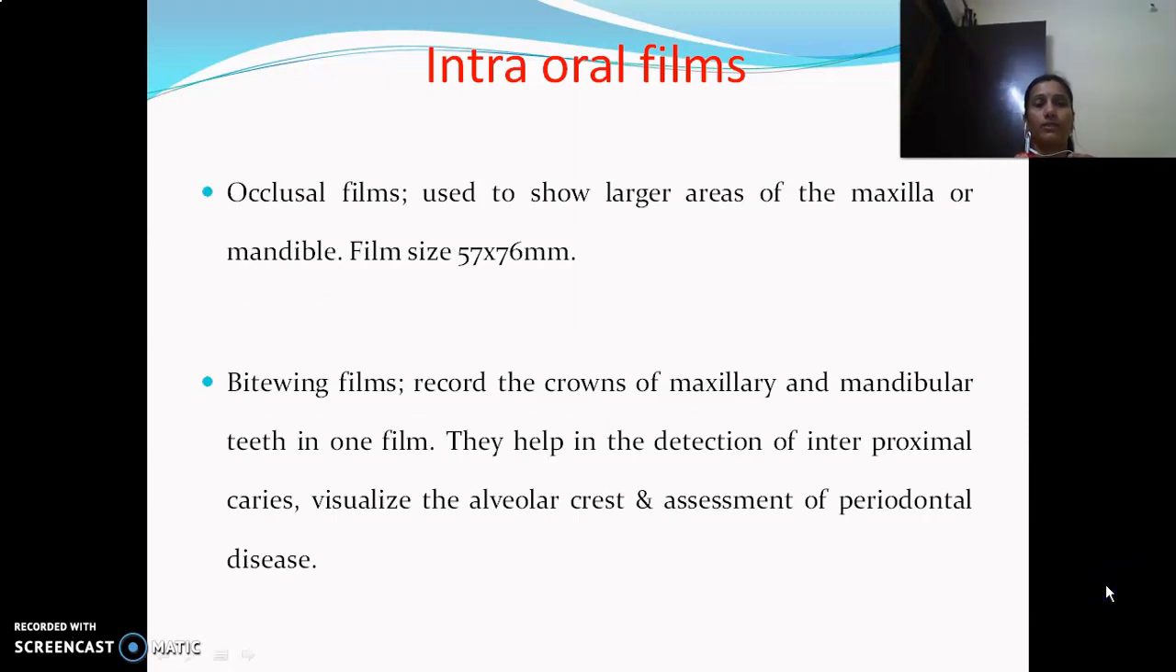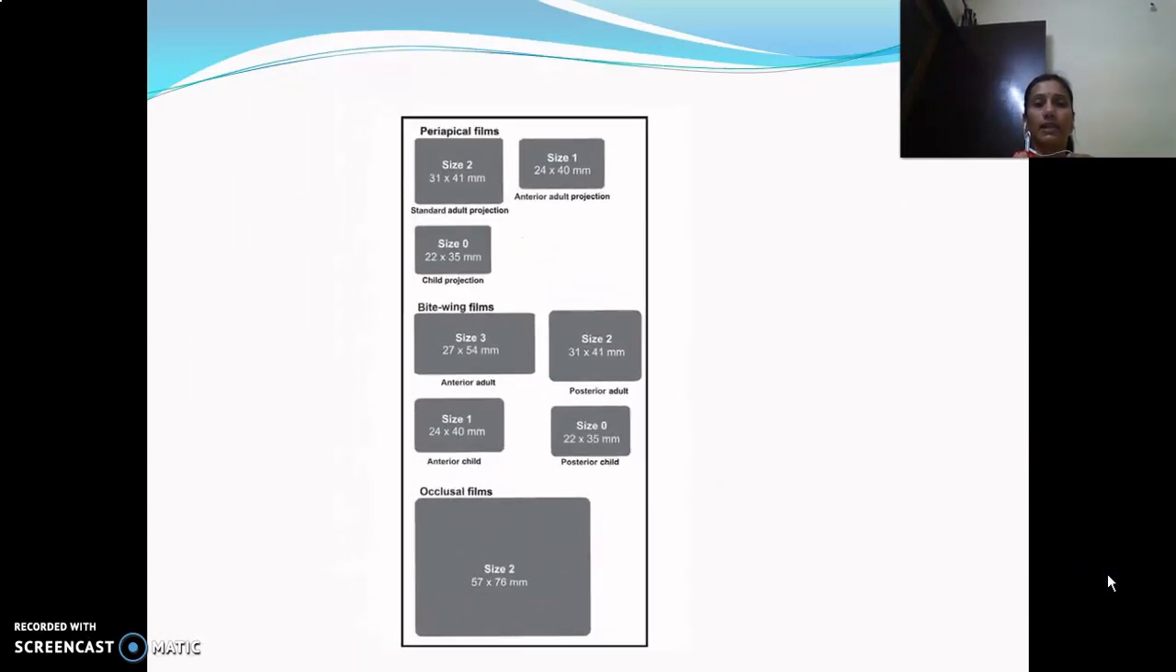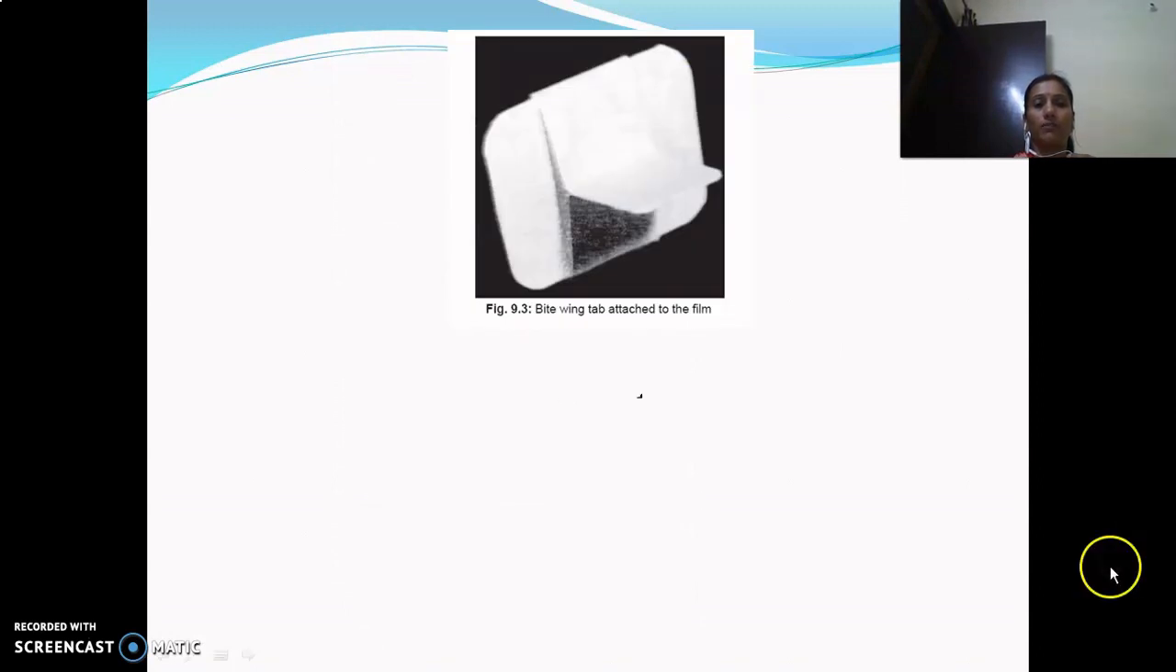The occlusal films are used to cover the larger areas of the maxilla and mandible, which is approximately 57 by 76 millimeter. The bite-wing films record the crowns of maxillary and mandibular teeth in one film. This helps in detection of interproximal caries, visualizing the alveolar crest and assessment of periodontal diseases. So this is a diagram showing the different sizes and types of intraoral film.